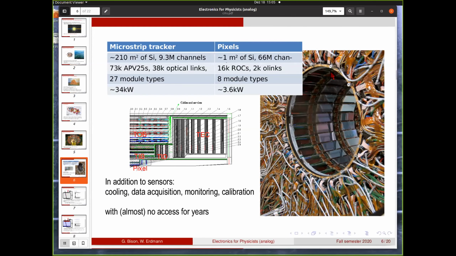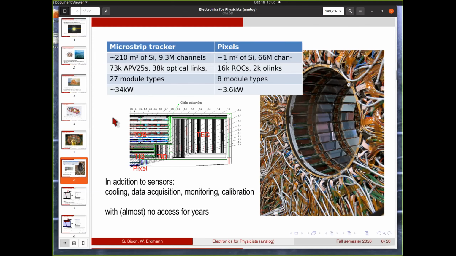This is a summary slide for this tracker. It also has several layers. Some have so-called barrel geometry, which you see here. So this is again the beam axis here. Particles fly away from here and are measured in these silicon detectors that you see. And then the signals and the control are carried away by this mess of cables that you see here. The whole detector contains 210 square meters of silicon in 9 million channels.